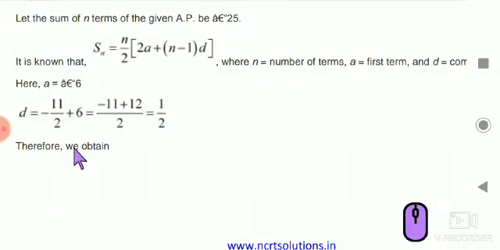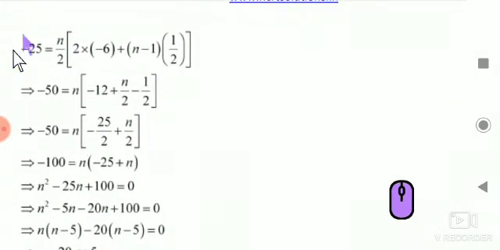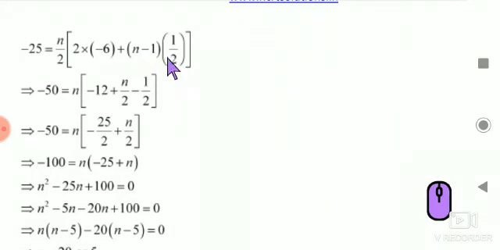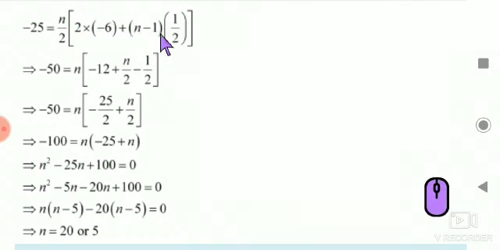Therefore, we obtain Sn is equal to n by 2 into 2a plus n minus 1 into d. And Sn is given as -25. The number of terms we do not know, we have to find out. Therefore, n by 2 as it is, into 2 times the first term -6 plus n minus 1 into d. D we just got as 1 by 2. The common difference is 1 by 2.